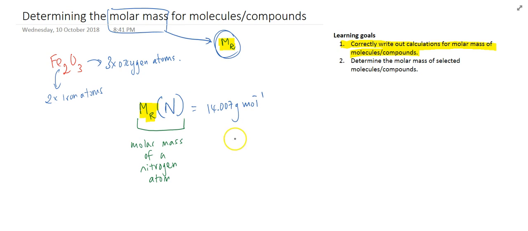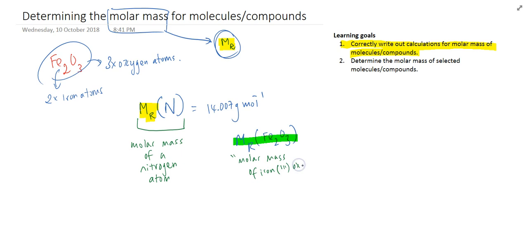Now if we're going to denote the molar mass of iron oxide up here, we would write MR of Fe2O3. And so the MR again represents molar mass, and in the brackets is the specified substance. So writing this out means molar mass of iron 3 oxide. Okay, so we can denote that. Great, but how do we work out the molar mass of iron oxide?